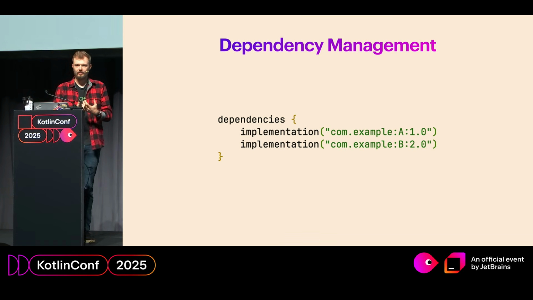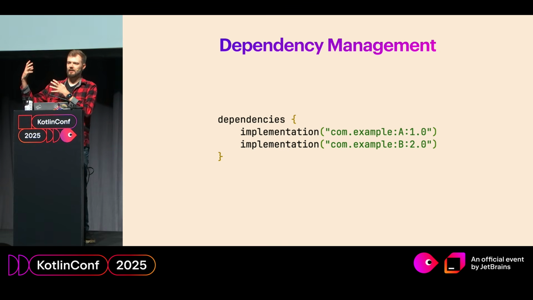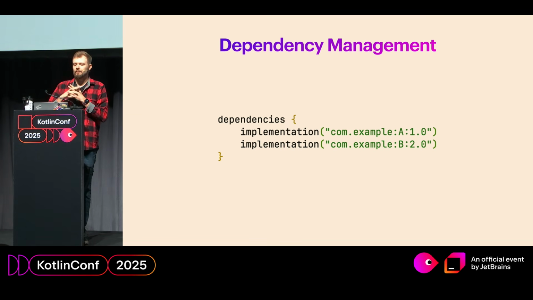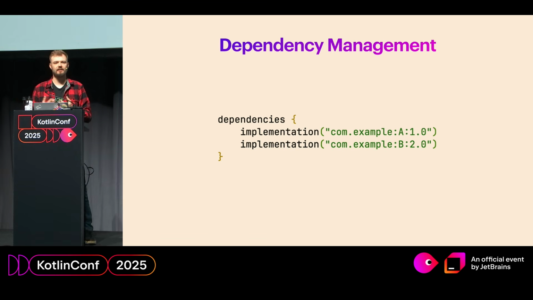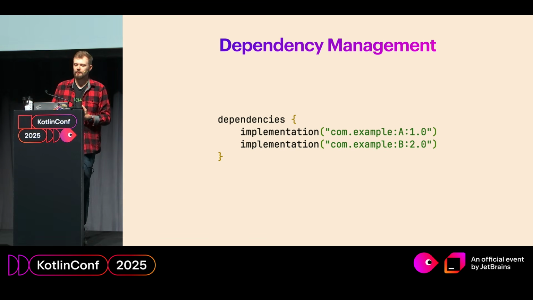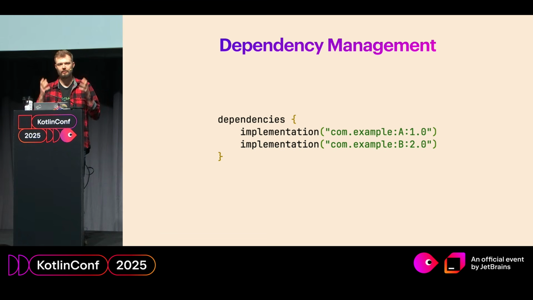So in the JVM world, we have many dependency management solutions. We have Maven, we have Gradle, some of you may remember Ivy. But all in all they do kind of the same thing. They go and fetch jar files. In Android's case, it's a slightly different file, but it's basically the same thing still. So in here, we have a very simple example where we grab two dependencies, A and B, from somewhere. We don't really care from where.